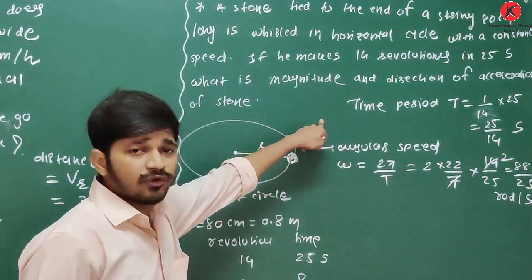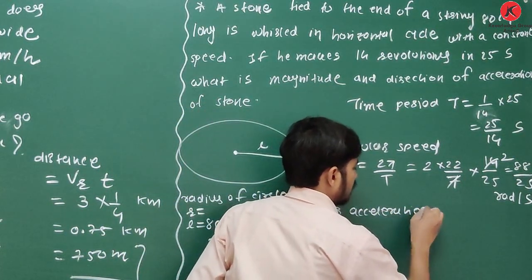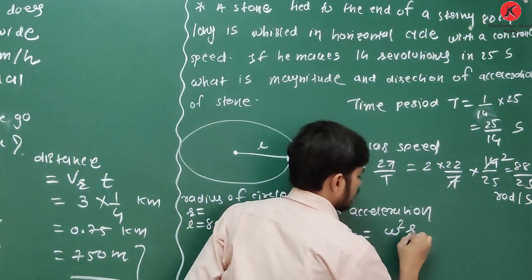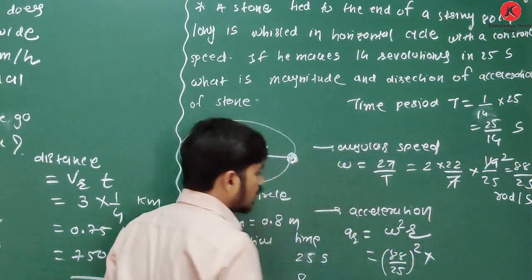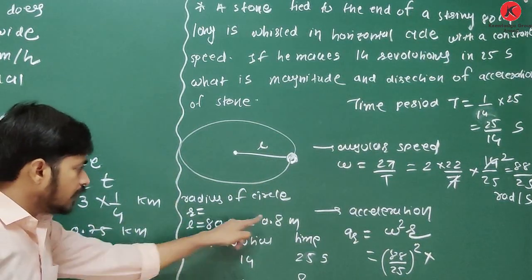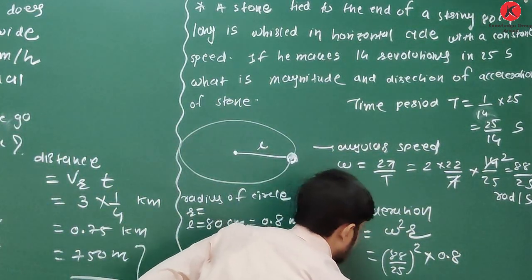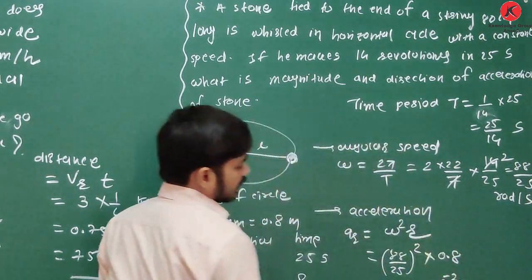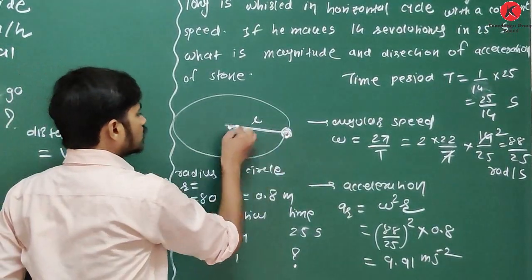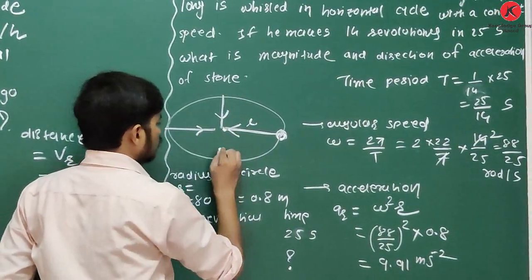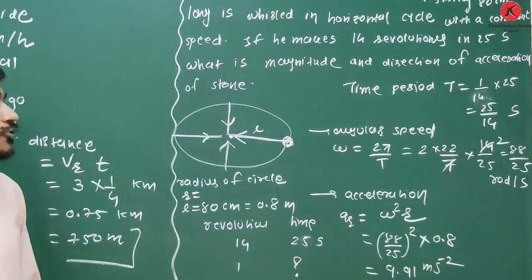From the data, first of all you have to find the time period, then the angular speed. Now it is time for acceleration. a_R is equal to omega square, which is 88 divided by 25 whole square, times R. The radius of the circle is equal to the length of the string, 0.8 meter. If you calculate this, you will get your answer 9.91 meter per second square. What is the direction of acceleration? Towards the center. Clear about this? Okay, this is one question based on uniform circular motion.